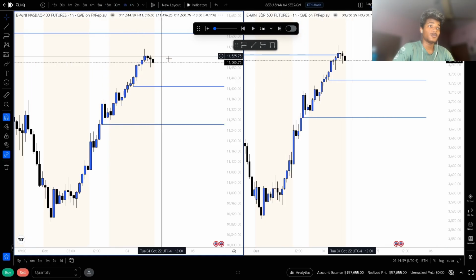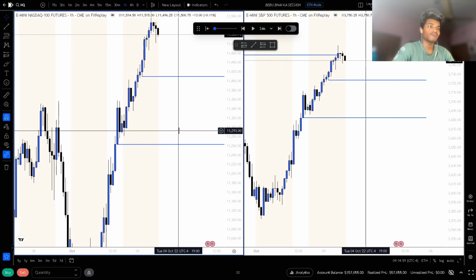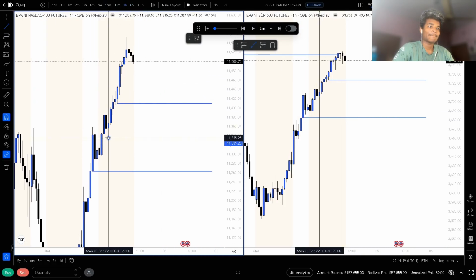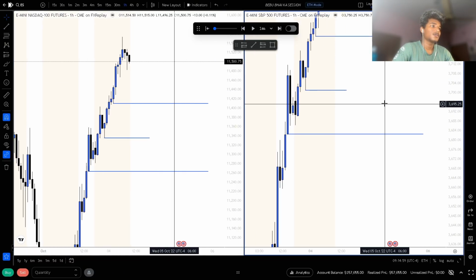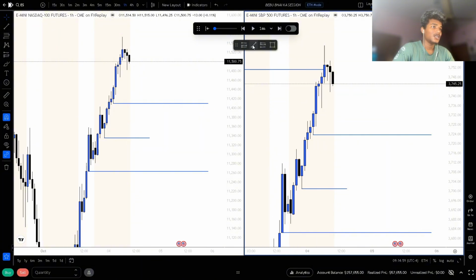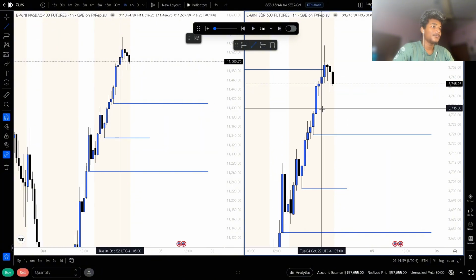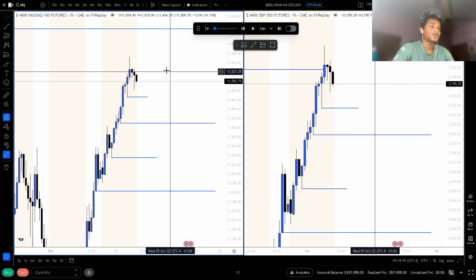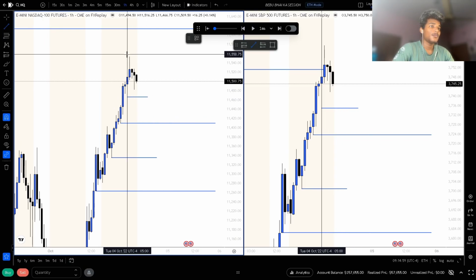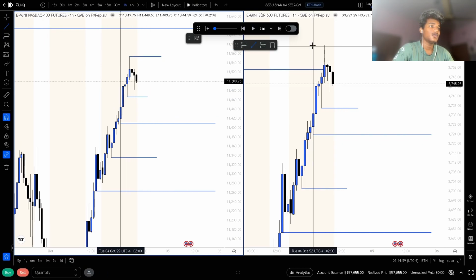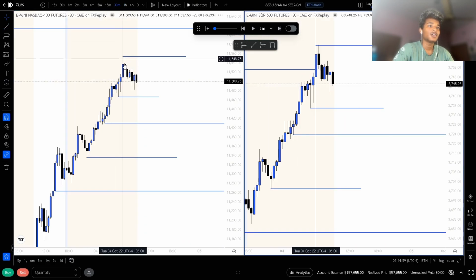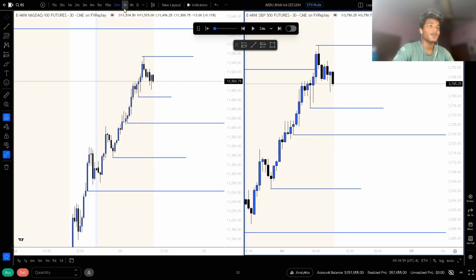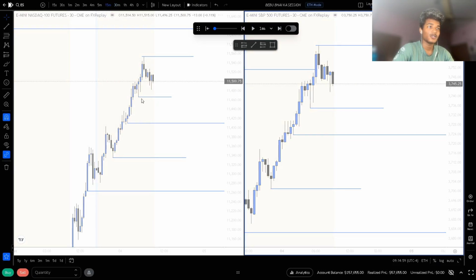So in the 1 hour we can see that we have these draws below us and we have this unmitigated gap below us as well. Above us we have this high and this high. So let's see the 30 minute, same scenario as well, likely the 1 hour.